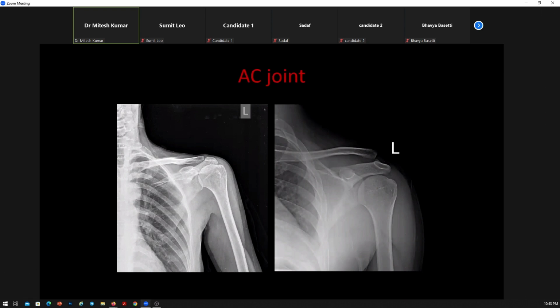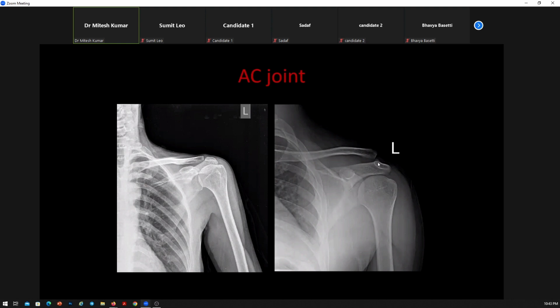Now regarding the AC joint, this is a normal AC joint. The distance should be less than 5 mm and the acromion and the clavicle should align with each other. That is, if we draw a line from the inferior cortex of the acromion, it should meet the inferior cortex of the clavicle. Whenever there is AC joint subluxation, we should always look at the coracoclavicular joint.